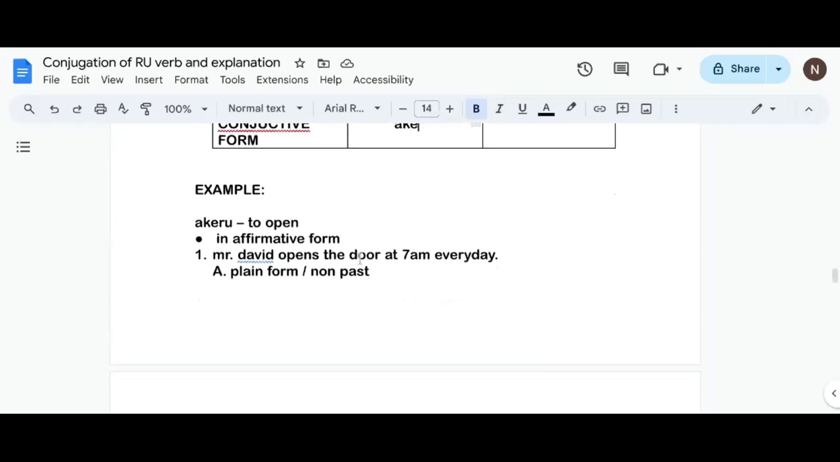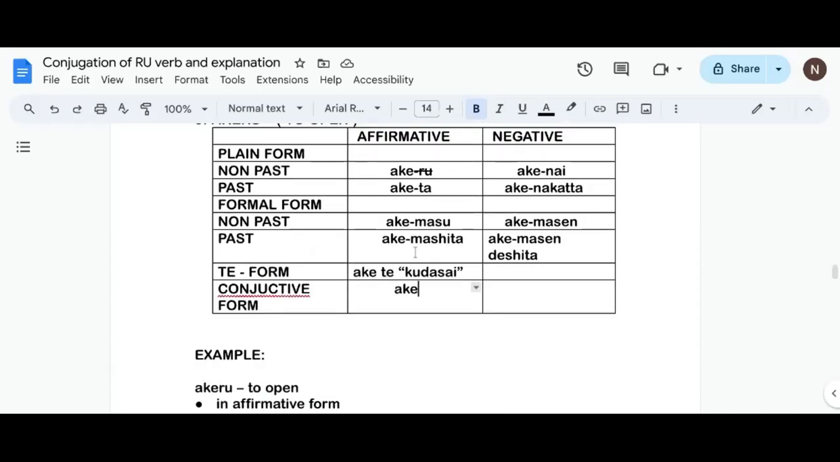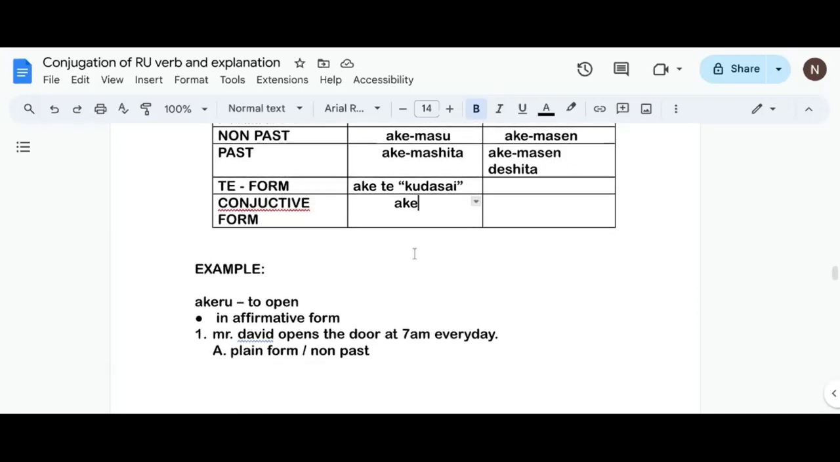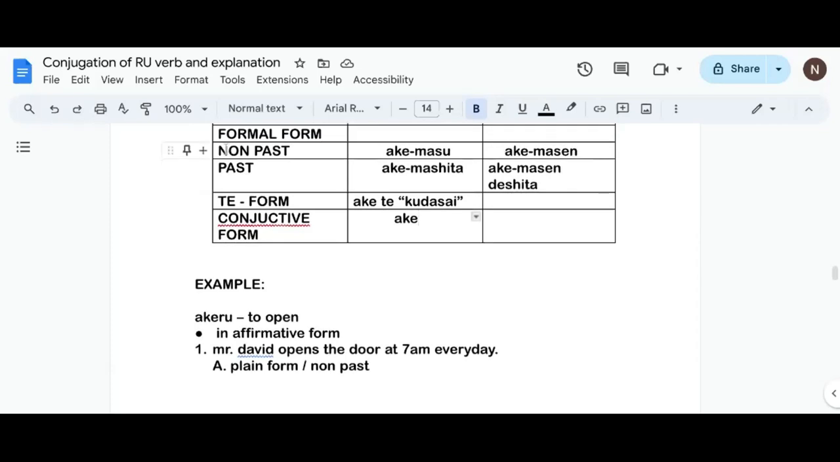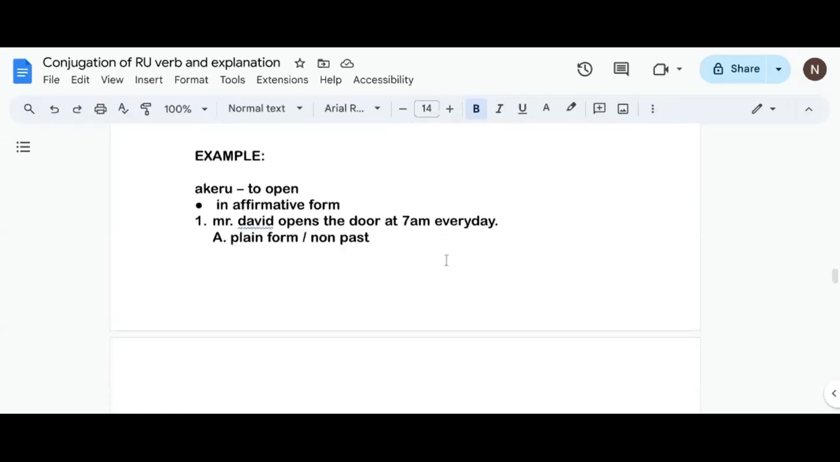For example, Mr. David opens the door at 7 a.m. every day. Okay, this is under your affirmative form. In your plain form, non-past, it is akeru, okay, affirmative.